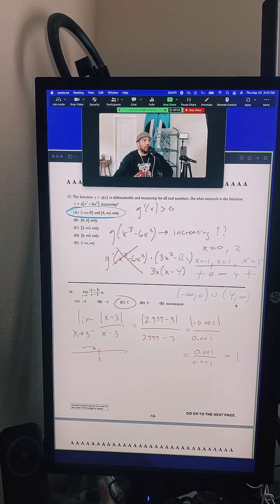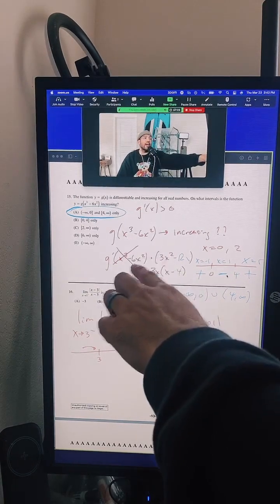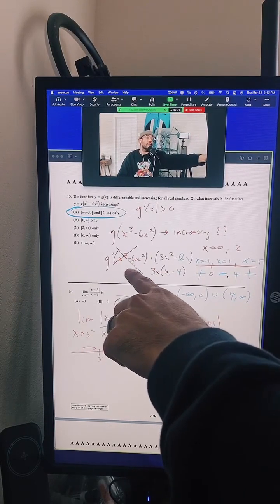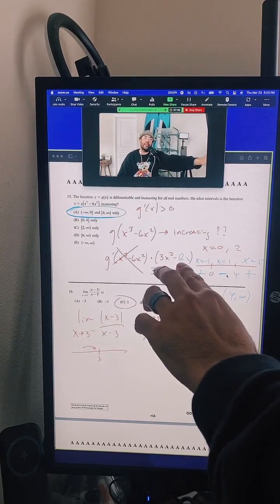Harry, why wasn't that last question, number 15, product rule? Because it was a chain rule. It was g of this function. So I did g prime of the stuff that's inside times the derivative of that value. So this is where I have that g prime: g prime of x cubed minus 6x squared times the derivative of that.